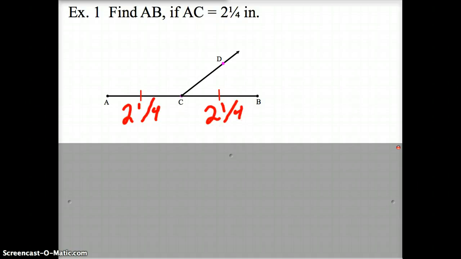And I want the length of AB, so this whole line segment all the way down. For the whole line segment, I'm just going to add these two pieces together. So that's going to be 4 2/4 or 4 1/2 inches.